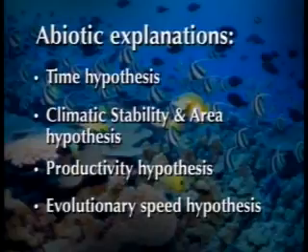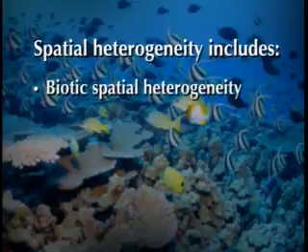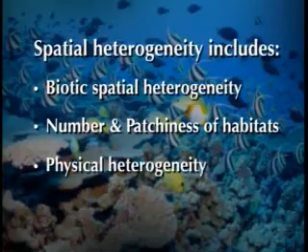In this part of the lecture, we will focus our attention only on the biotic explanations of this latitudinal species diversity gradient. And let's start with the first explanation, that is the spatial heterogeneity hypothesis. So spatial heterogeneity includes 2 important things: biotic spatial heterogeneity, that means heterogeneity in space caused due to the presence of different kinds of living organisms belonging to different life forms, especially of plants. And second is the number and patchiness of habitats. And this part we can also categorize, of course, or discuss into the abiotic explanations. And third is the physical heterogeneity also.